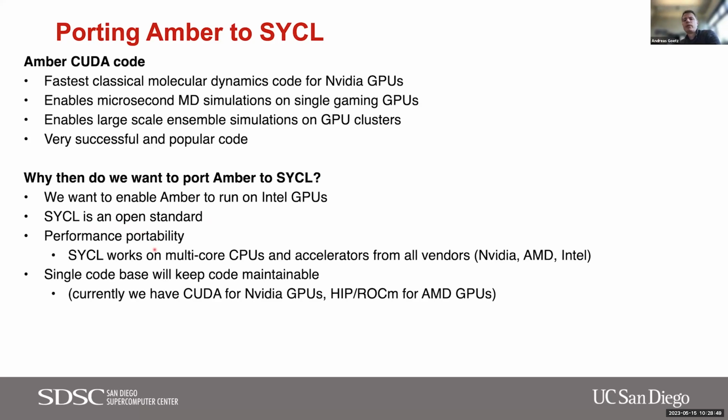So we have code that runs on NVIDIA GPUs, but we want to run on Intel GPUs or also AMD GPUs. And currently, we have a code base that already has CUDA, and it has HIP and ROCm for AMD GPUs, but we want a single code base to keep the code maintainable. And so SYCL is basically what we hope will lead us down this way.